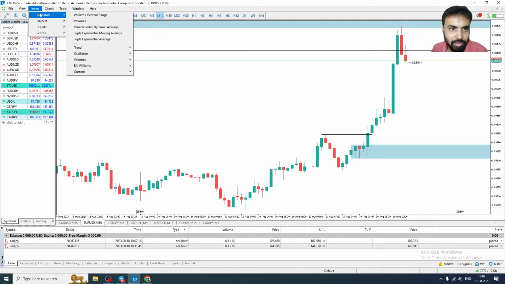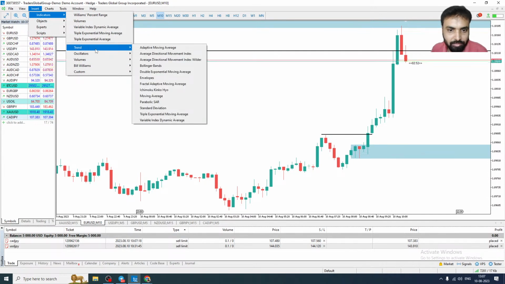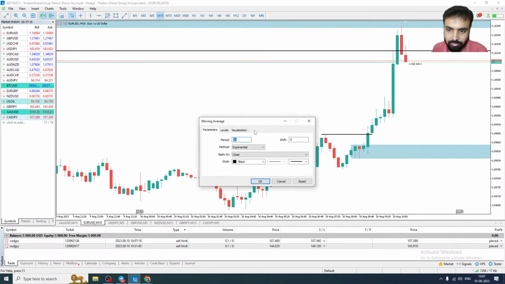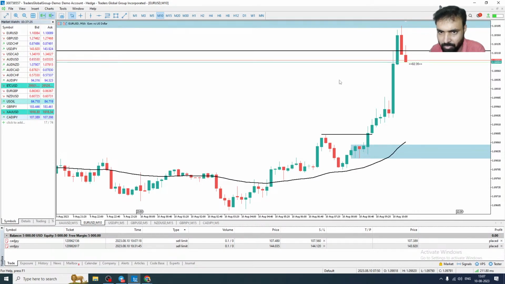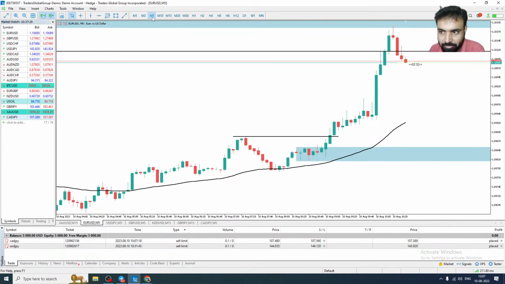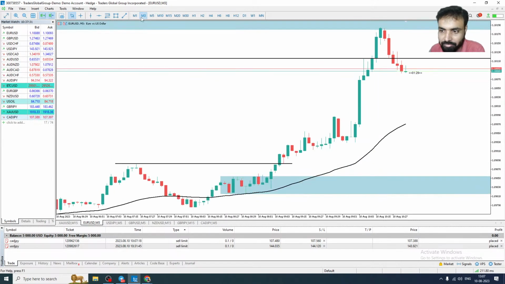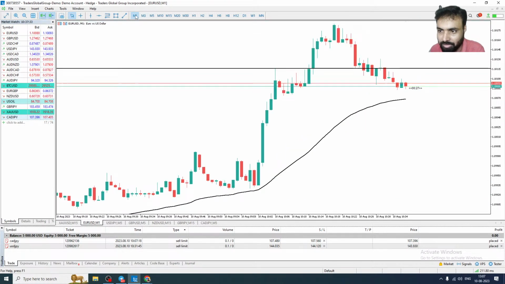Let's go to the indicators. Put some moving average. Where is moving average? Trend. Moving average. Like a 50 period moving average. Any moving average is okay. So everything says buy. Moving average says buy. 1 minute also says buy. Okay.